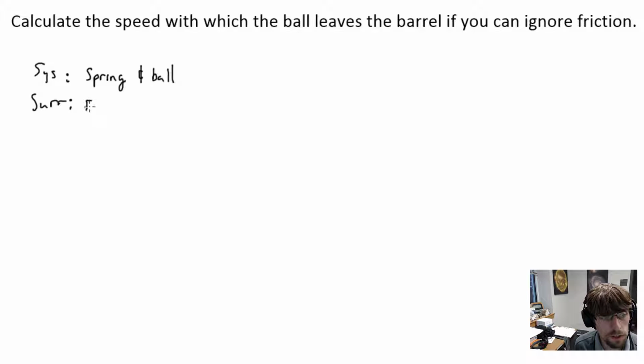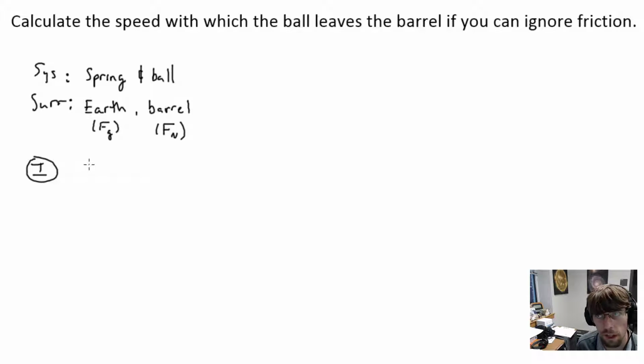well, we could have things like the earth with the gravitational force, g, and some sort of barrel, which we could call the normal force. Okay, that's fine. How about the initial state? Say it just starts from rest. So that instant that the ball is at rest, the moment the spring is released, so that the potential energy of the system can be transferred into kinetic energy of the system. Final state, I'll say ball leaves gun.